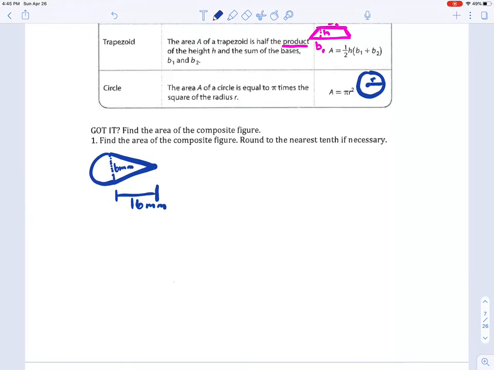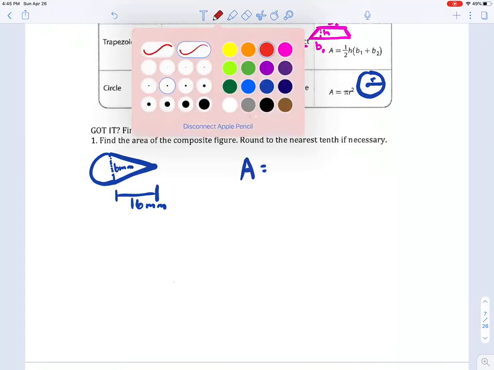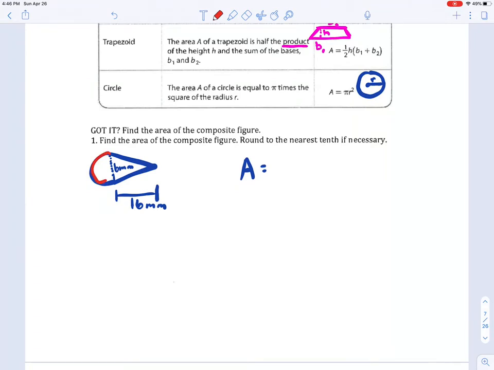Now I don't have a formula that specifically says ice cream cone. So I know that I'm going to have to put a couple things together. So I like to draw them out first. I see the ice cream portion, which is half of a circle, and I see a triangle. Now I can label what I have. It tells me that this length on the triangle is 16, and this length is 6. And on the circle, it shares a diameter of 6 there as well.